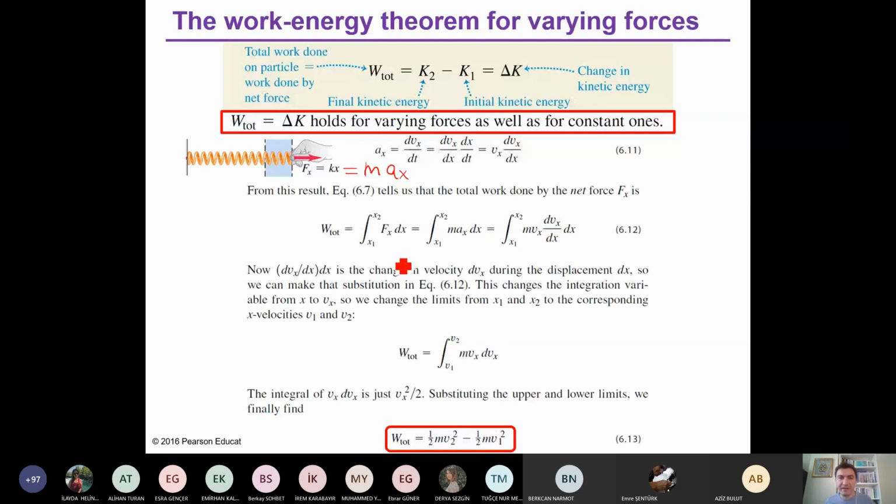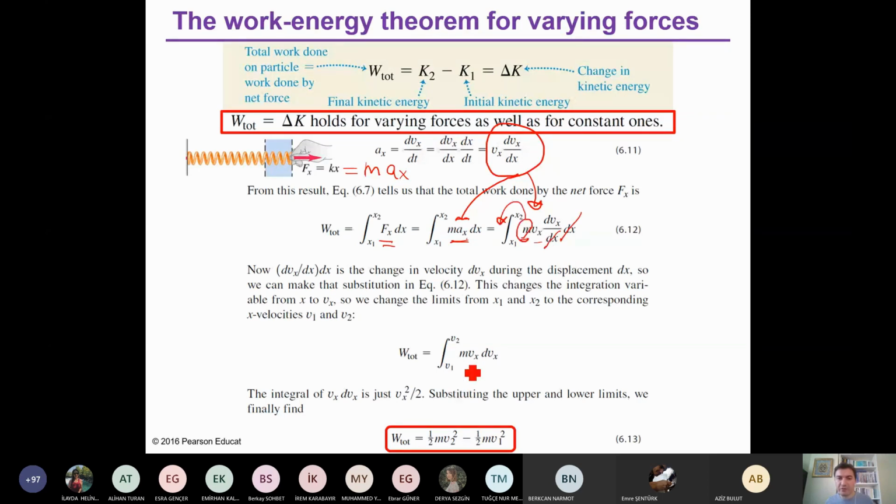Then instead of ax here, just use this expression. Put this one into the integral. Here we have m, here we have vx, here we have dvx over dx, dx. So this one will cancel this one, and this m is constant. It will go out of the integral, okay? So here we have this integral, m vx dvx.